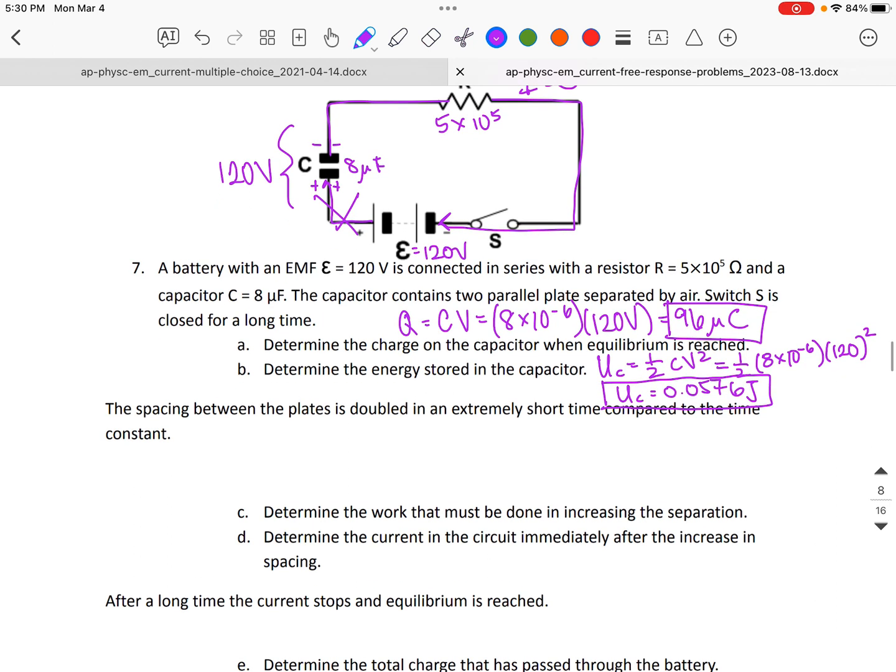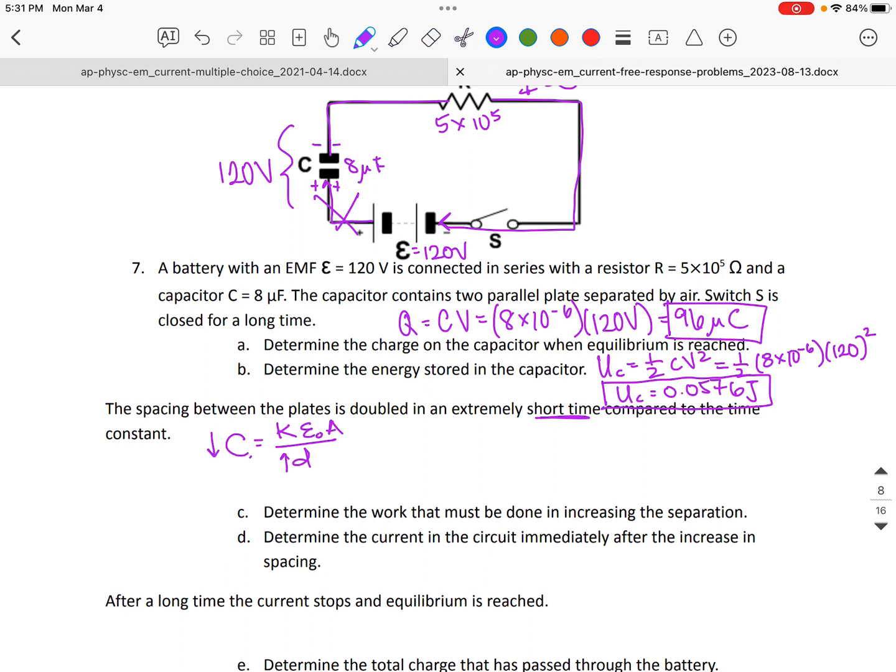All right, the spacing between the plates is doubled, and it tells us after an extremely short time what's going to happen. So we're going to go back to our capacitance equation, where the capacitance is the dielectric constant times epsilon naught times area over distance. And we know that if the distance doubles, the capacitance is an inverse proportion. It is therefore going to decrease.